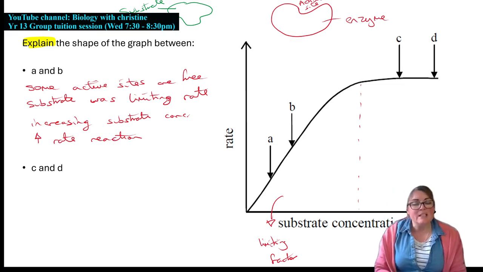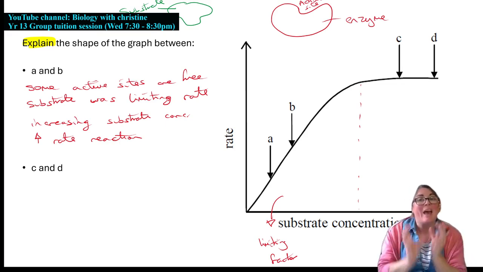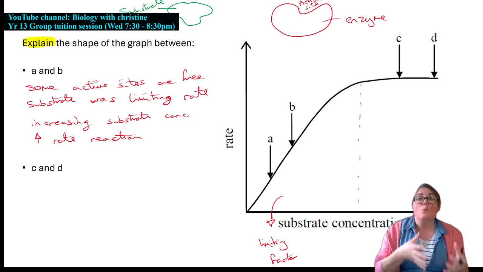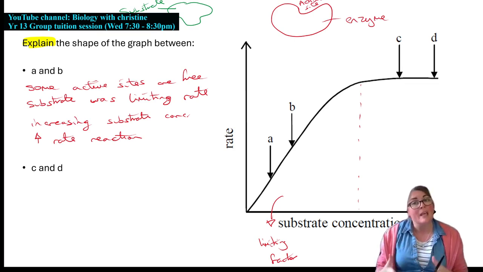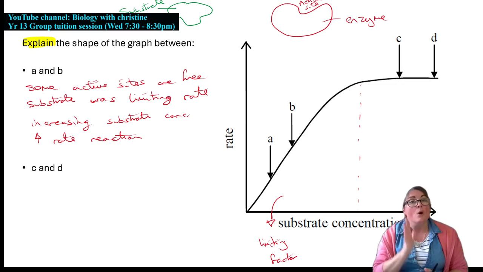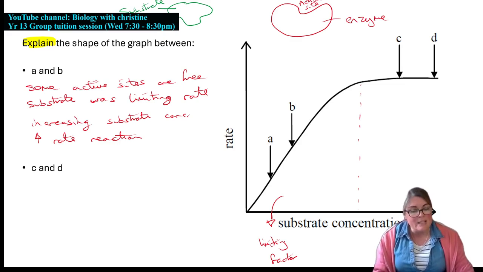So when it says explain the shape, I'm explaining it because I'm talking about the active sites and the fact the active sites are free when the substrate is a limiting factor, and that if I increase my substrate concentration, I'm going to increase the rate of reaction. We can see that quite clearly. We've gone from A, which has a lower rate of reaction, to B, which has a higher rate of reaction. So now we need to look at C and D.